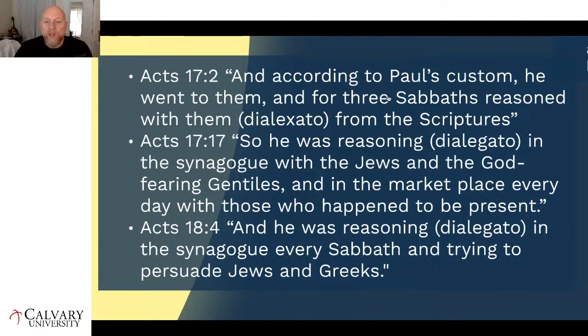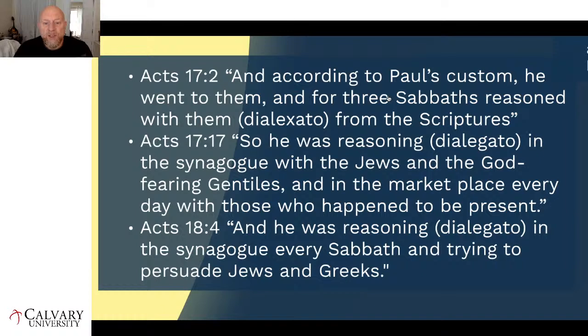Acts 17:2, and according to Paul's custom, he went to them, and for three Sabbaths reasoned with them. Dialexato is the same root word as this word dialogue from the Scriptures. Does it make sense that he, for three Sabbaths, preached to them? Possibly. That would possibly work there. It seems more natural, though, that he dialogued with them.